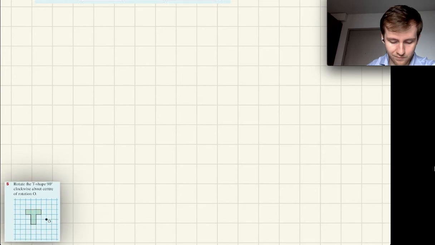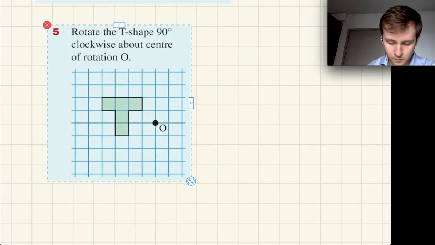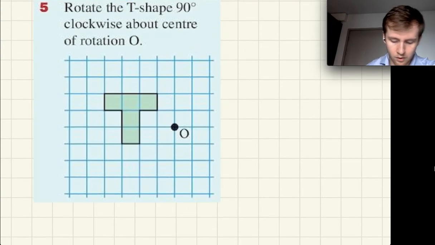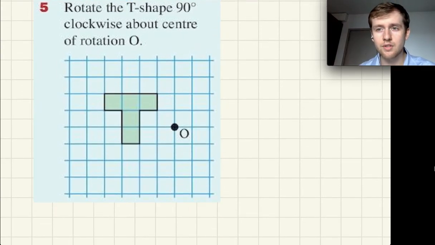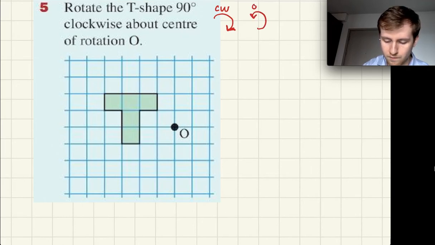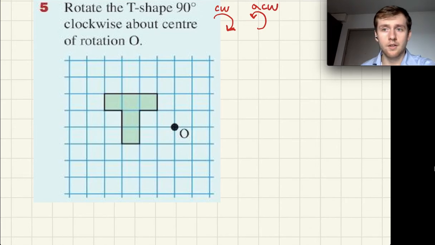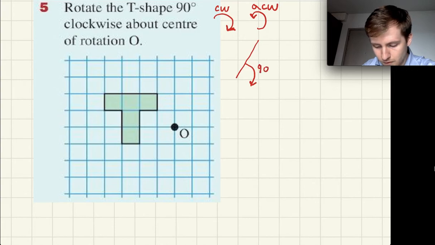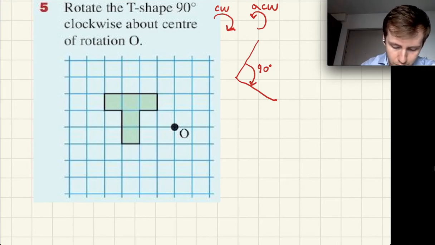Let's do it. How do we rotate the shape? Clockwise means in this direction. There is clockwise, and there is anti-clockwise, which is the opposite direction. And in this case, it's clockwise 90 degrees. So if, for example, we had a line like this, if it would go 90 degrees, this line would happen to be here. So what we have to do is rotate each point.